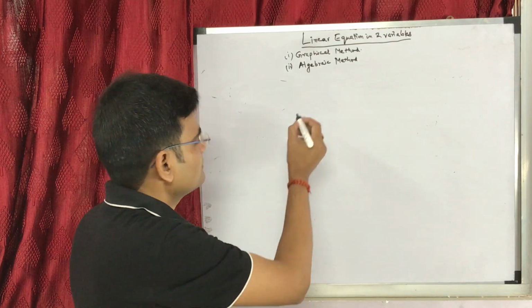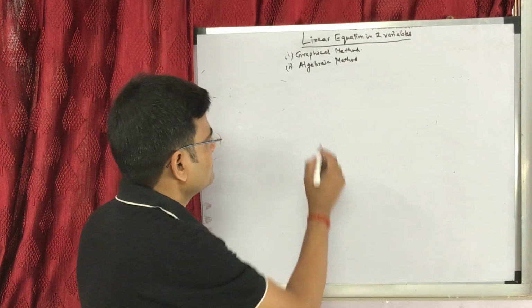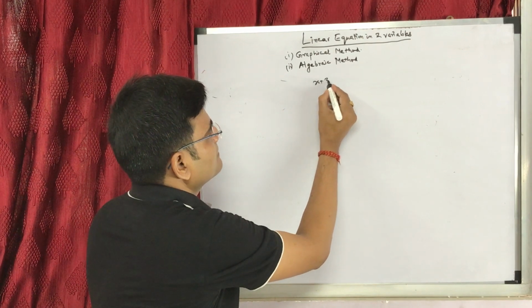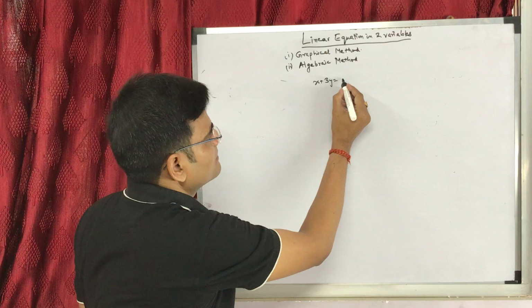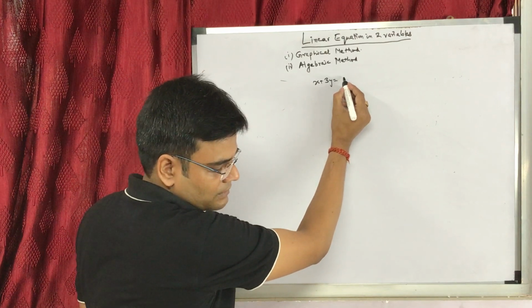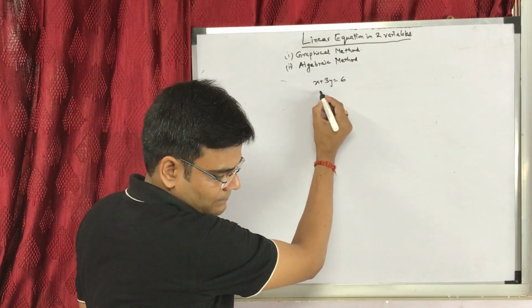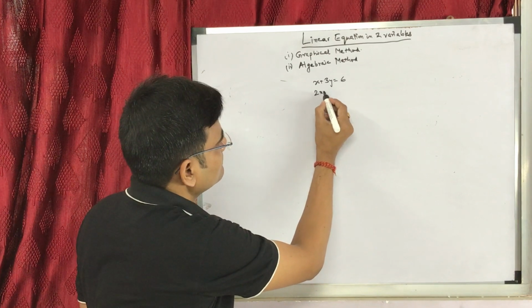Today we'll solve it. What was the problem? x plus 3y equals 6 and 2x plus 3y equals 12, by algebraic method. We solved it by graphical method. Now we'll study by algebraic method.